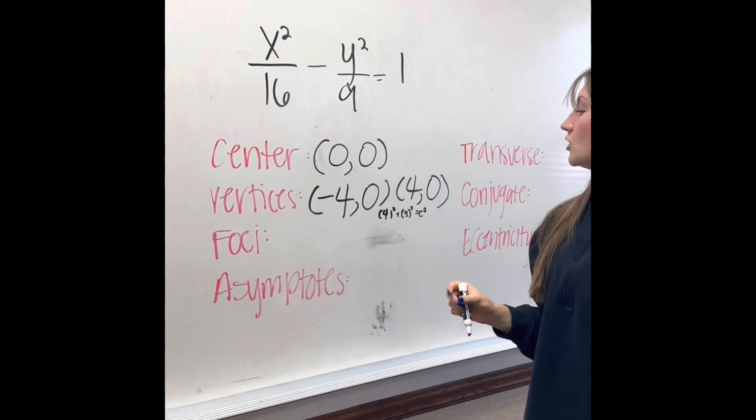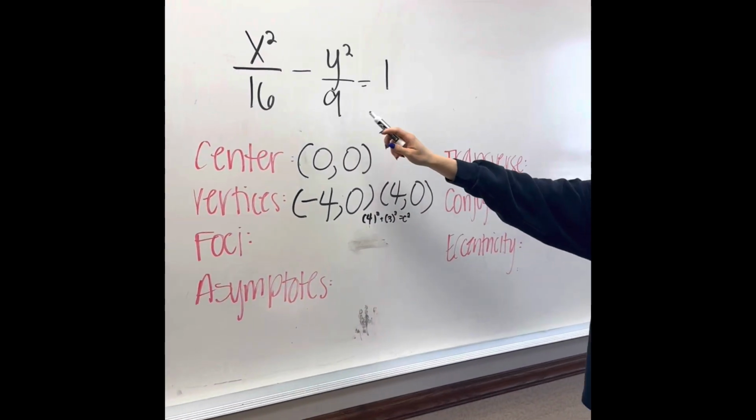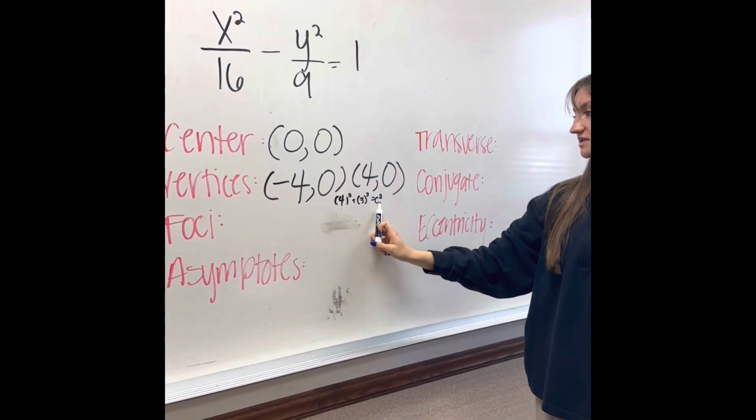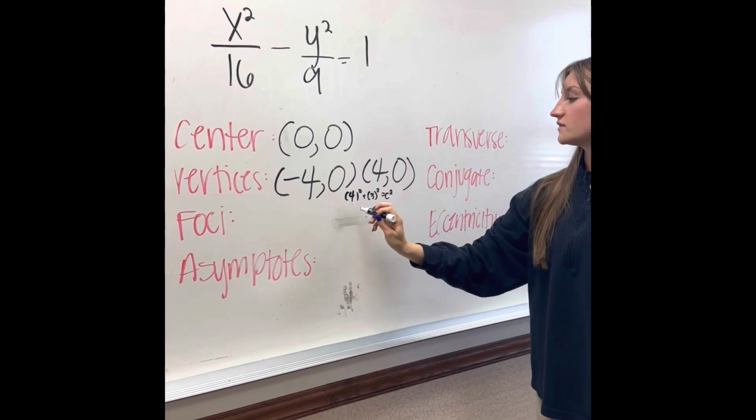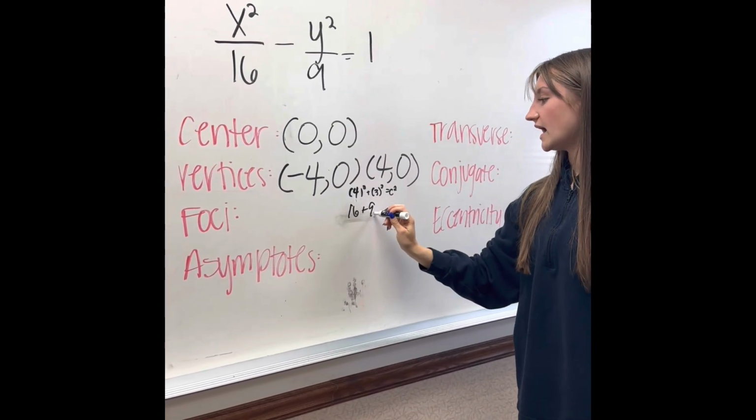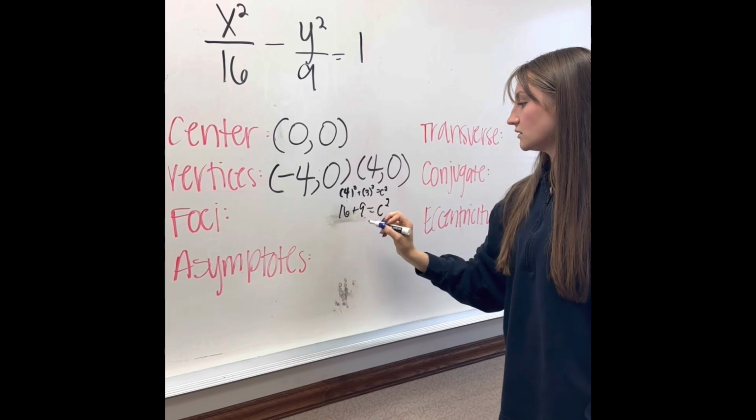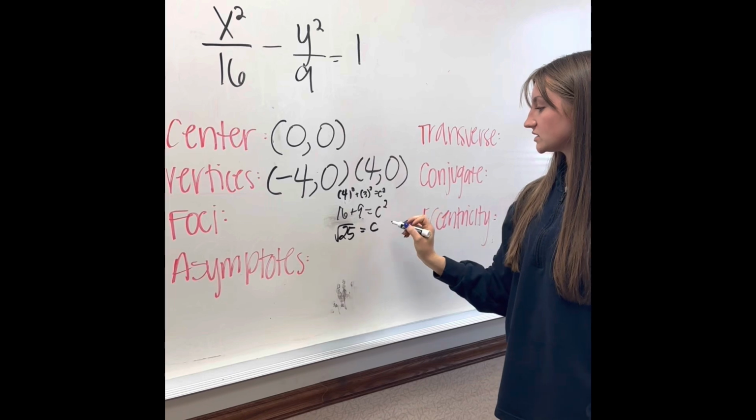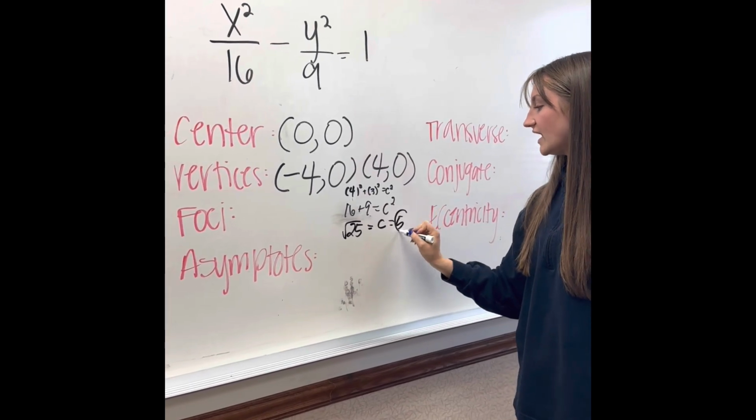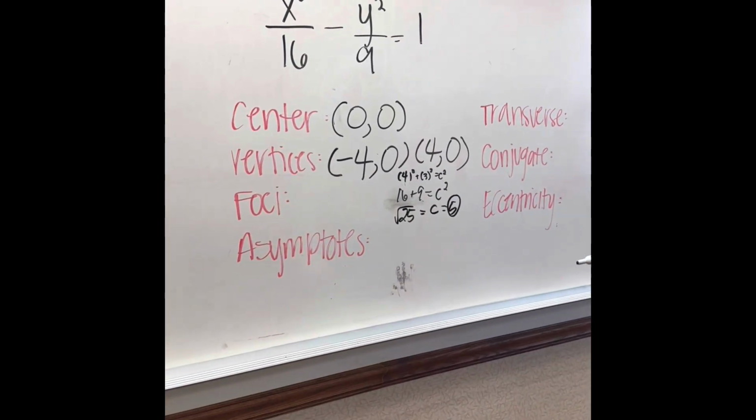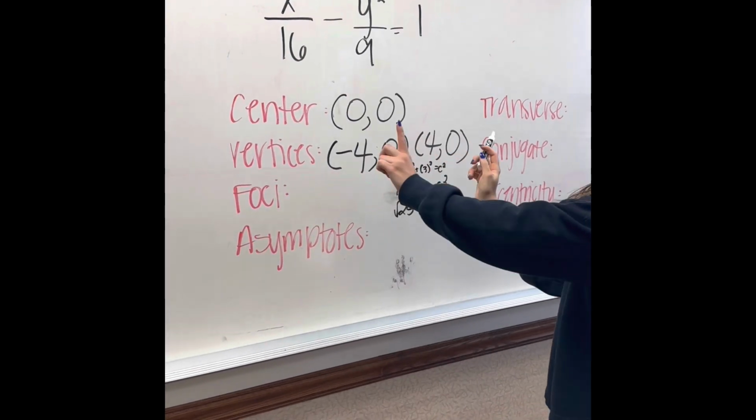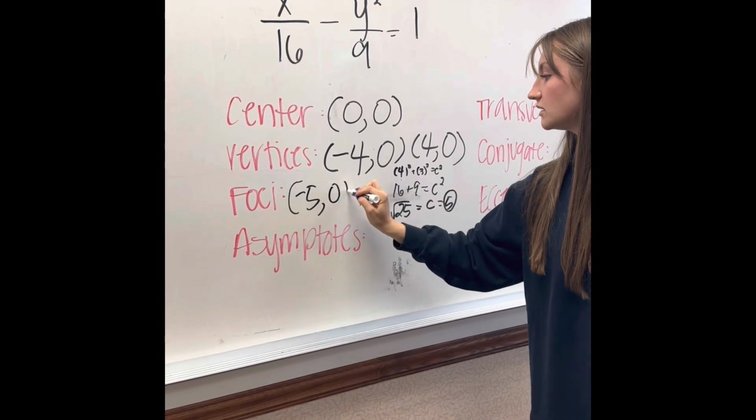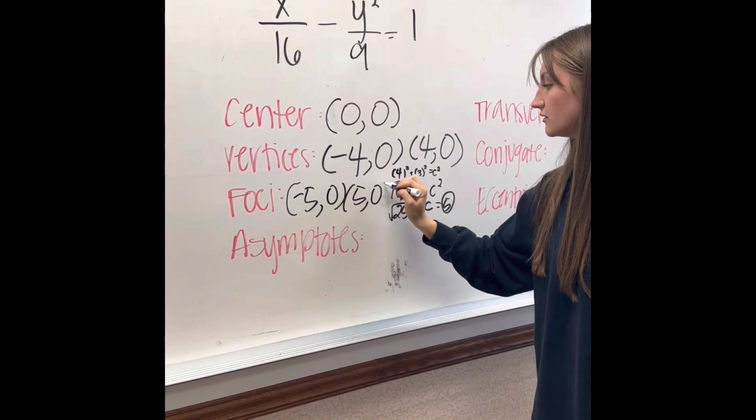The foci would be, so we know a and b, so we need to do the equation. a squared plus b squared equals c squared, always plus. So this is 16 plus 9 equals c squared, which is 25. Take the square root, that equals c, which equals 5. The foci are also on the same axis as the vertices, so this would be (-5, 0) and (5, 0).